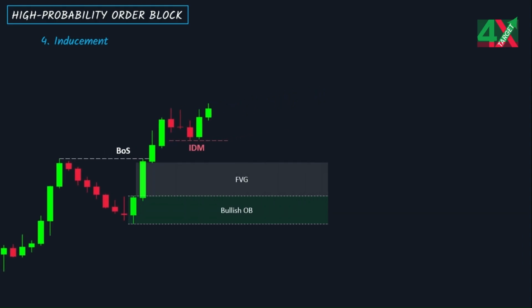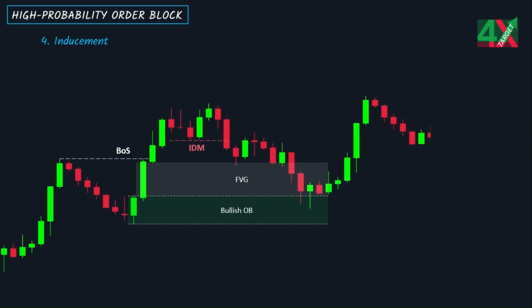Only after inducement is taken, we look toward the order block as a potential trade location. When price returns to a valid order block, there is a high probability that it will react from that zone and continue moving in the direction of the major trend.